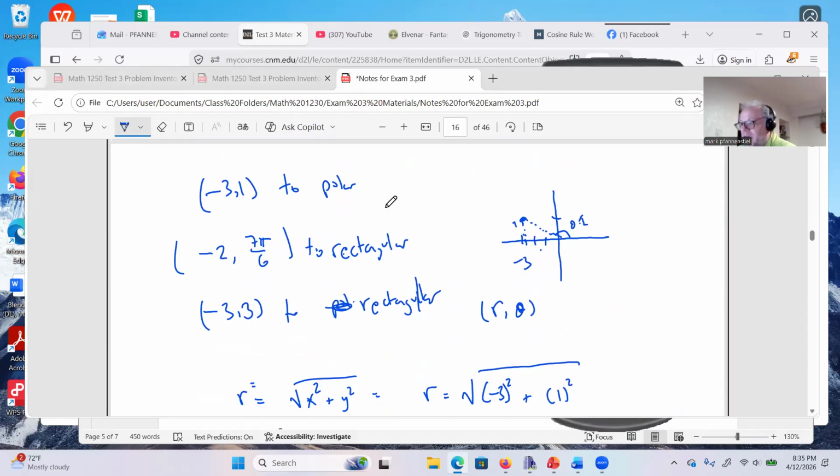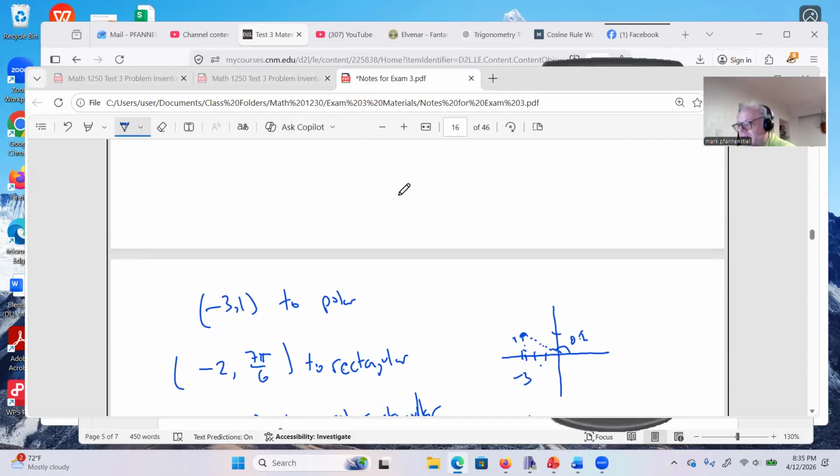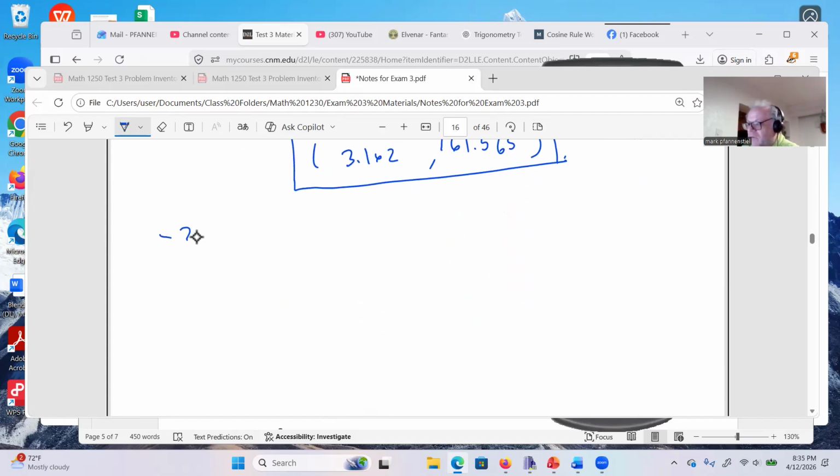Next one, we want to do (-2, 7π/6). So let's write this down: -2, comma, 7 pi over 6. And we are converting this to rectangular. Again, let's draw it.